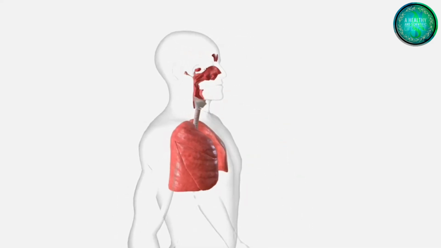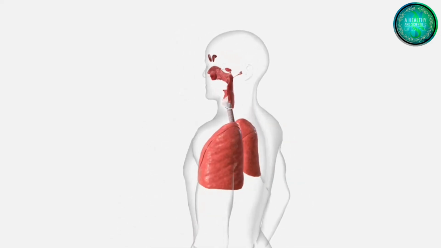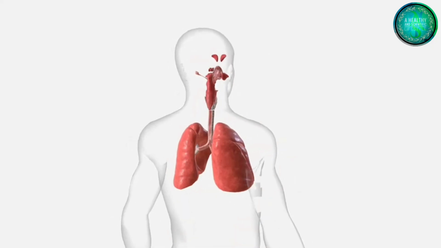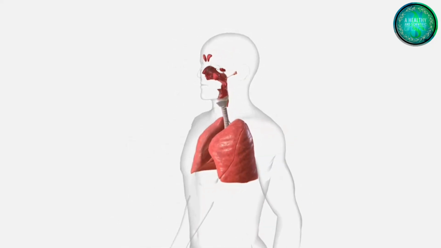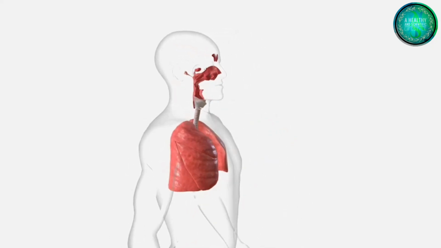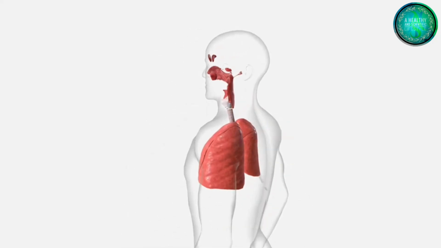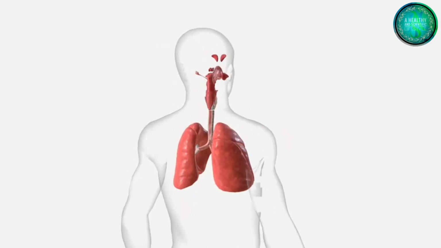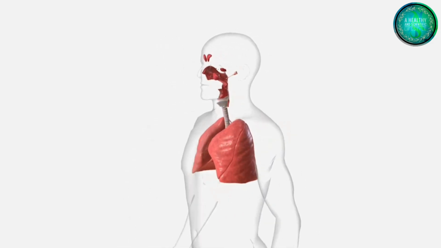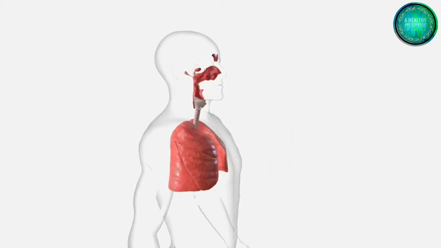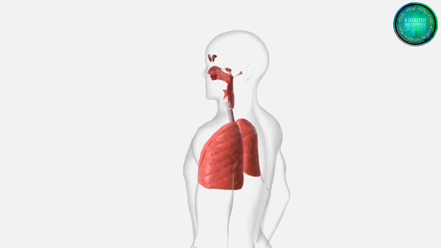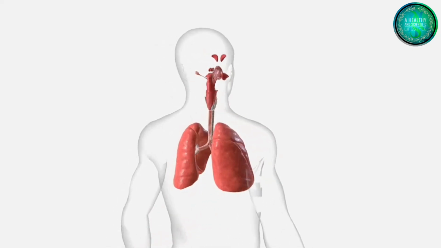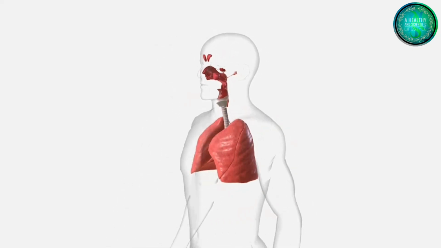The trachea, also known as the windpipe, is a tube-like structure that runs from the back of the throat to the lungs. It is lined with tiny hairs called cilia, which help to filter out debris from the air. Other structures of the respiratory system include the bronchi and bronchioles, which are tubes that branch off from the trachea and carry air to the alveoli, and the diaphragm, which is a sheet of muscle that separates the chest and abdomen and helps with breathing. The respiratory system plays a vital role in maintaining the body's oxygen supply and removing waste products.